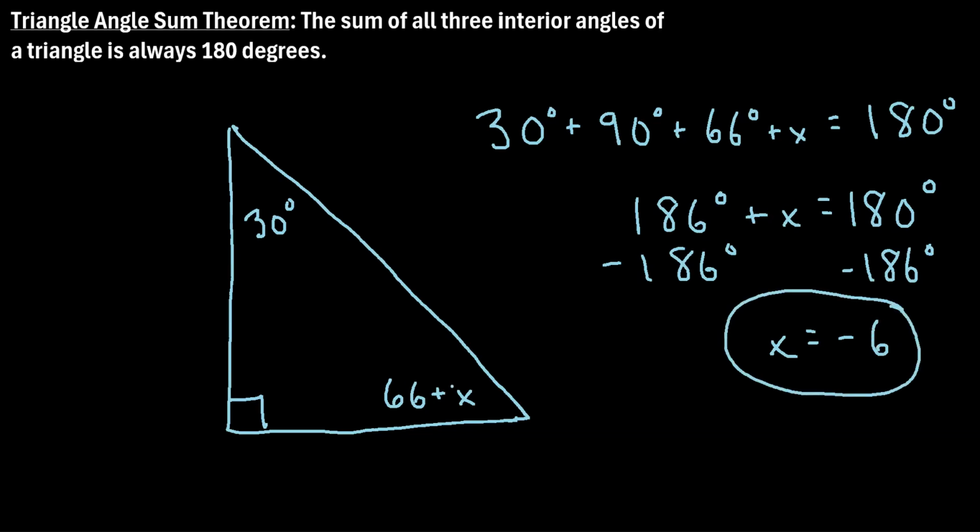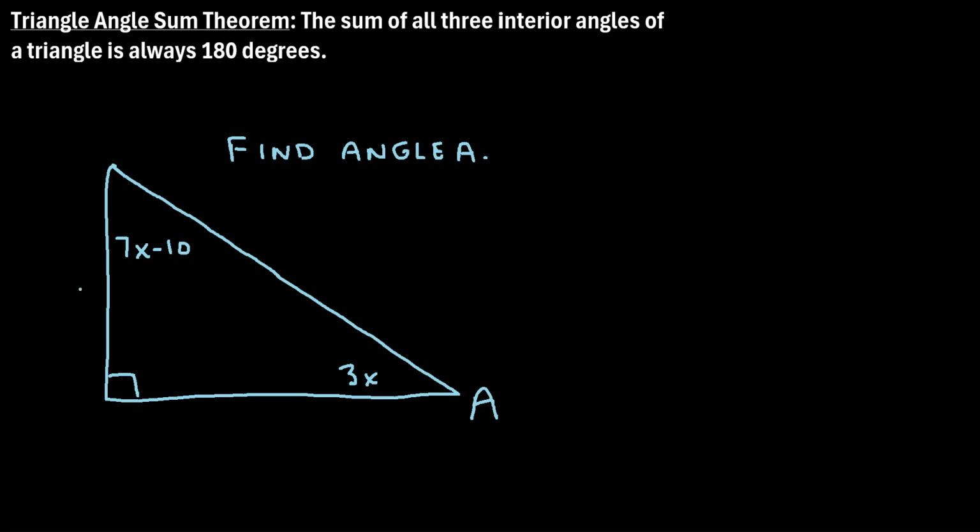And if we plug in negative 6 right here, we'll find that 66 plus negative 6 is equal to 60. And 60 plus 30, that's 90, plus another 90, that is 180. So these three angles would indeed add up to 180 degrees, only if x is equal to negative 6. All right, let's try one more example.